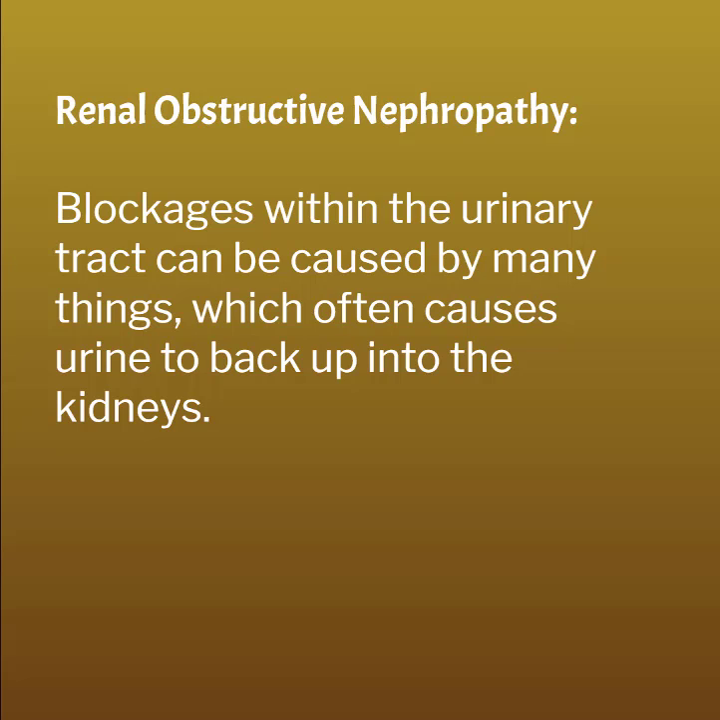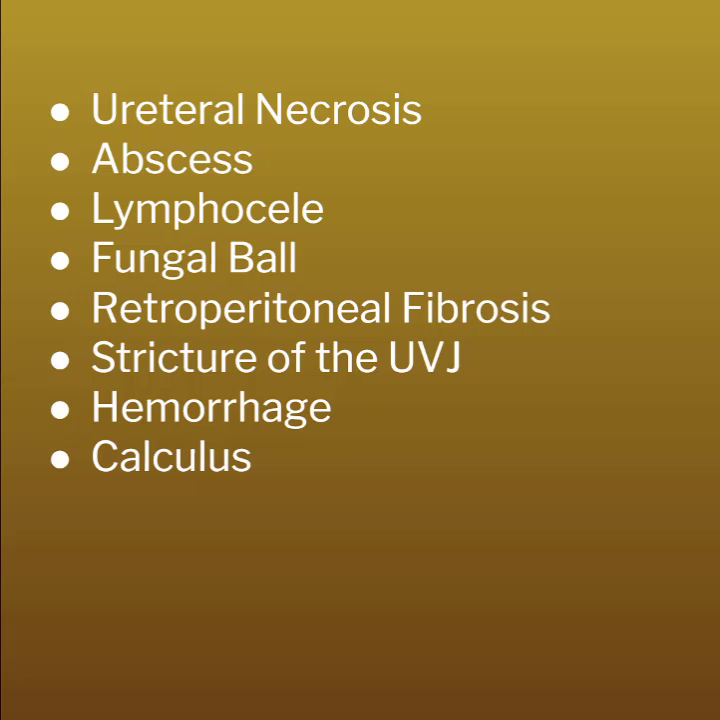So renal obstructive nephropathy is a blockage within the urinary tract that can be caused by many things, which causes urine to back up into the kidneys. More often than not, this is going to be some sort of blockage due to stones. Some of those blockages can be ureteral, where the ureter starts to die off. An abscess can cause a blockage. Lymphocele, which is a sac of lymph fluid. Fungal balls, which are a sequela to infections in the kidney due to fungi. They can create these balls of fungus within the kidney.